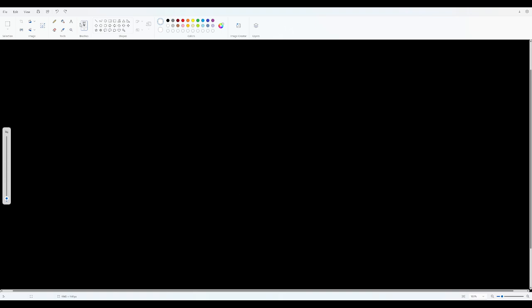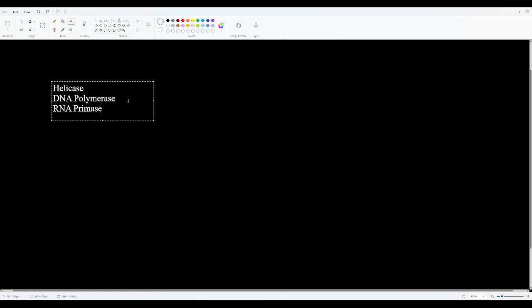So I'm going to write out the few enzymes that you do need to know. Helicase, DNA polymerase, RNA primase, or in other words, usually just primase, and ligase. Normally there would be five. The last one is topoisomerase.